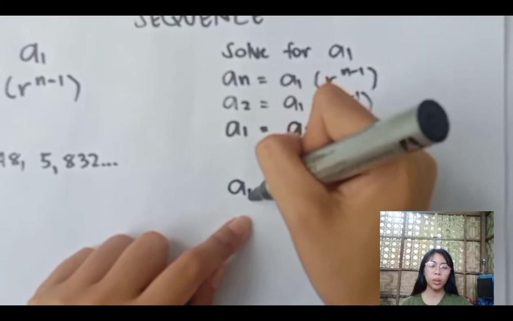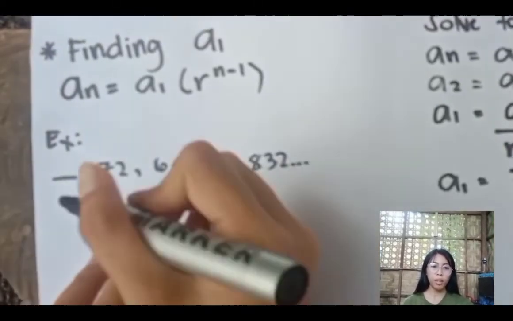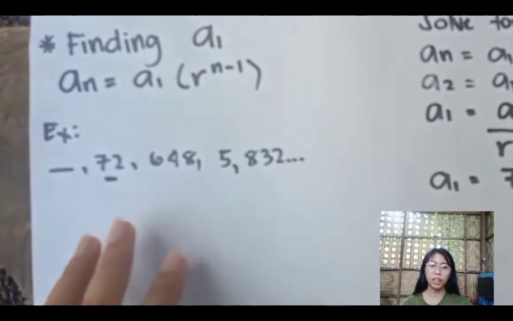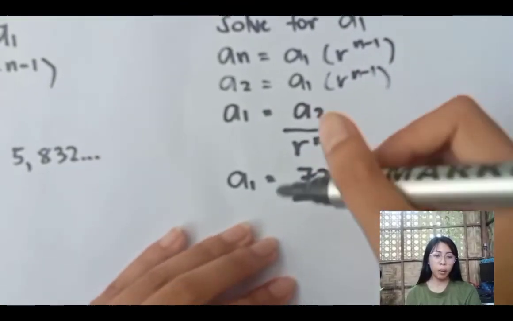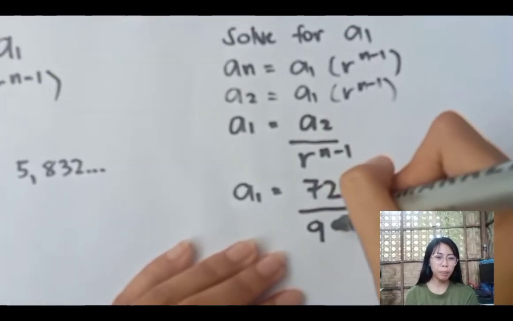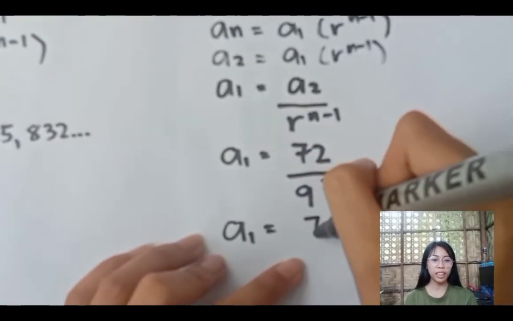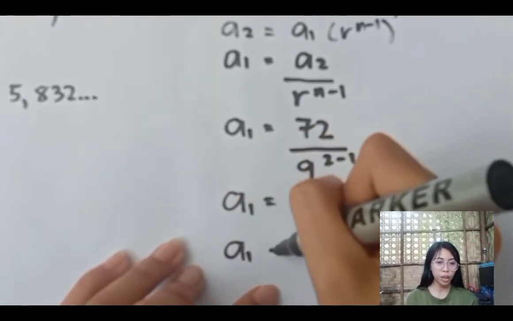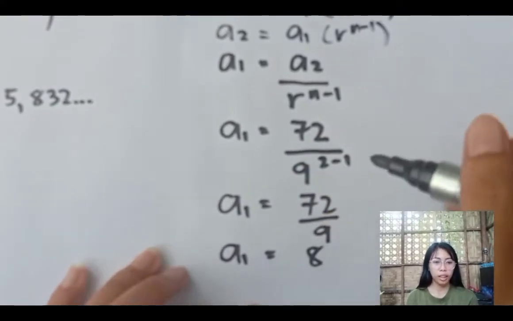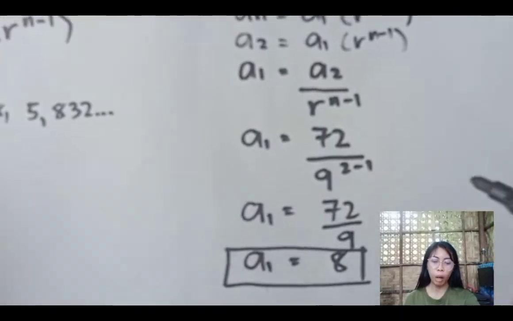A sub 1 is equal to 72, which is our a sub 2, the second term, over 9, which is our common ratio, to the power of 2 minus 1. A sub 1 is equal to 72 over 9, and the result is 8. So our a sub 1 is 8.